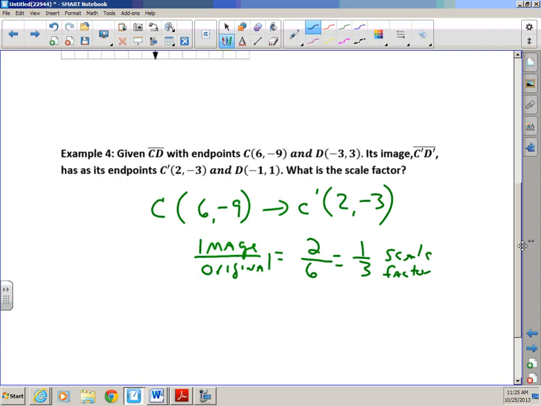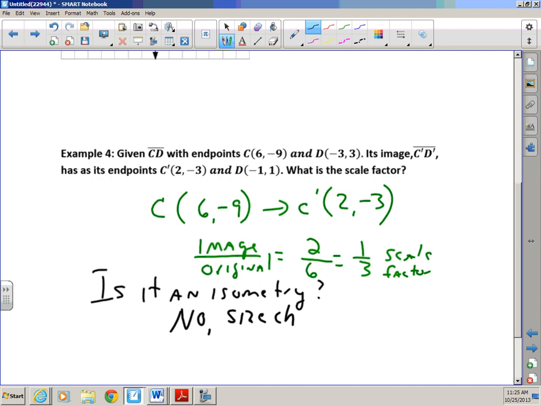Last question, is it an isometry? The question we've been asking at the end of every lesson. Hopefully you're going to say no, size changes. So our last transformation was a dilation. A dilation either shrinks or enlarges a figure by some determined scale factor.